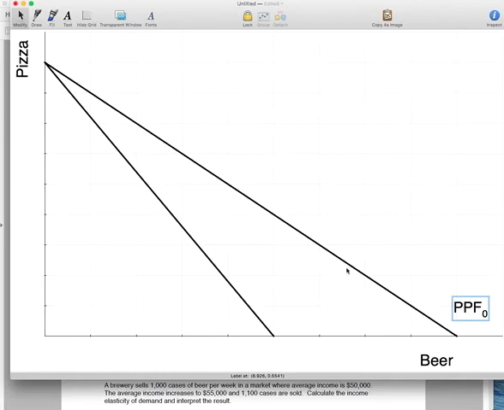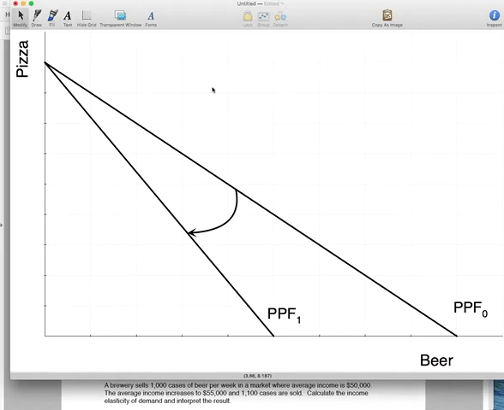This is the original PPF right here. But because the fire occurred in the brewing portion of the factory and some of the capital that was used exclusively for brewing beer was destroyed, the PPF shifts inward in this fashion. So let me copy this, duplicate it, bring it over, and denote that as PPF1. And also drawing in something like that, sort of showing that this is rotating inward.